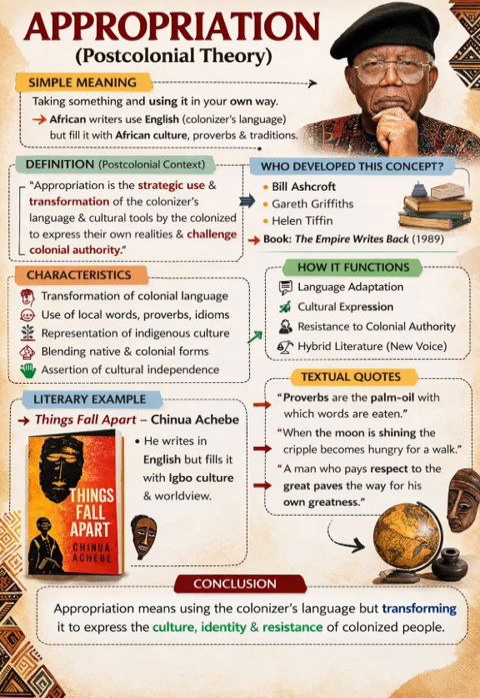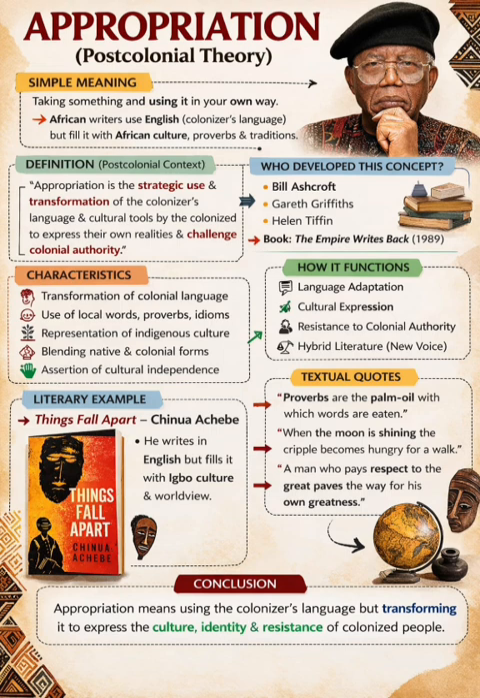Next, I'll talk about the characteristics of appropriation one by one, which are written on my chart. The first characteristic is transformation of colonial language, meaning writers change English according to local culture. For example, in Things Fall Apart, Achebe uses African sentence patterns and storytelling methods.